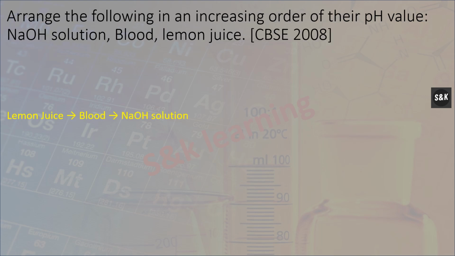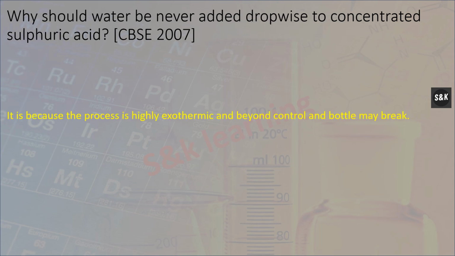Arrange the following in increasing order of the pH value: NaOH solution, blood, lemon juice. So lemon juice is sour, blood is neutral, and sodium hydroxide is basic.